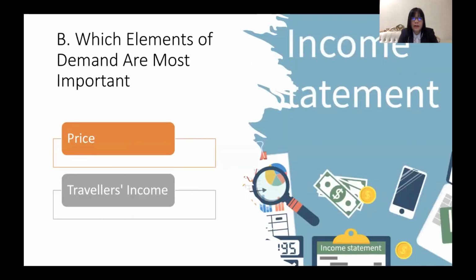We move to which elements of demand are most important. We have two elements that are most important: the price and the traveler's income. Of the elements which the carriers can control, certain ones are of special importance. Clearly, price is one of the most important determinants of consumer demand. One of the greatest lessons of airline deregulation was that lowering price induces consumers to travel more often. Discount efforts open a whole new market segment for air travel.